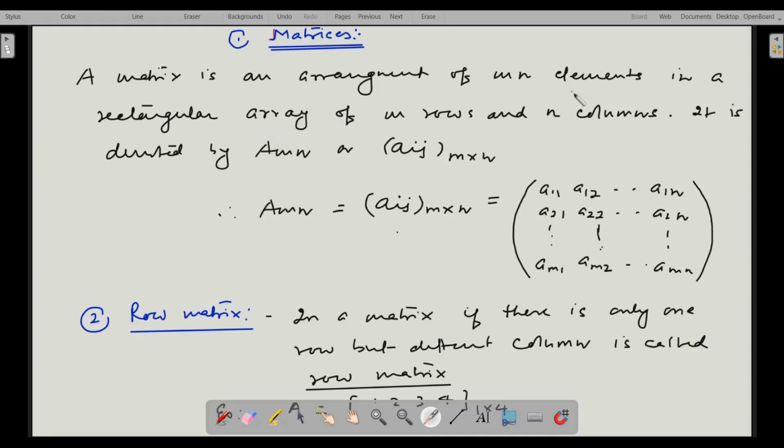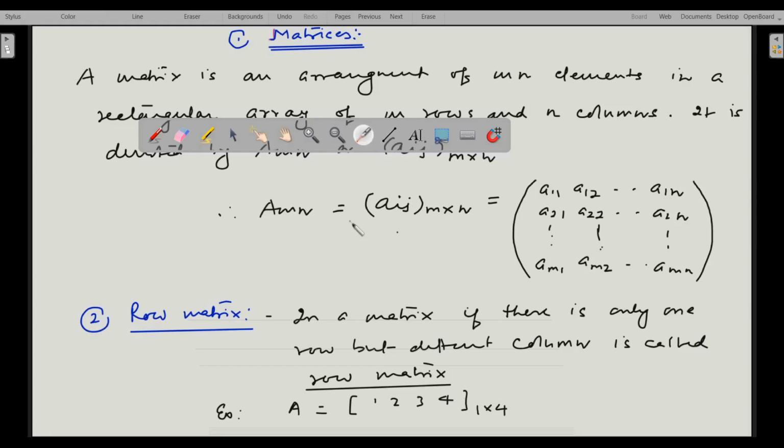That's why. Okay. So this is the thing. Now let us talk about the row matrix. What does it mean? In a matrix, if there is only one row but different columns, then it is called a row matrix. For example, in this matrix there is only one row, but there are different columns. There is only a single row, but 4 columns: 1, 2, 3 and 4.